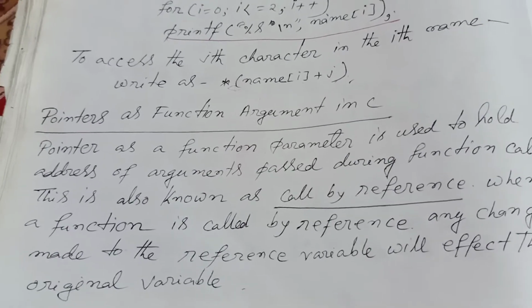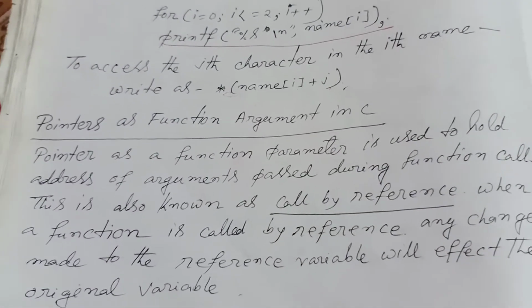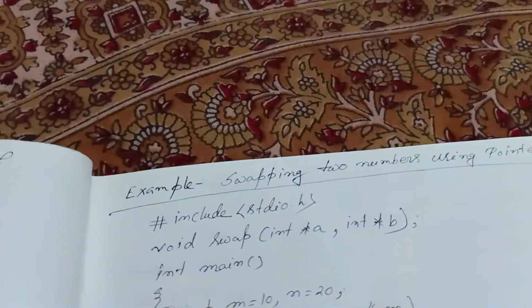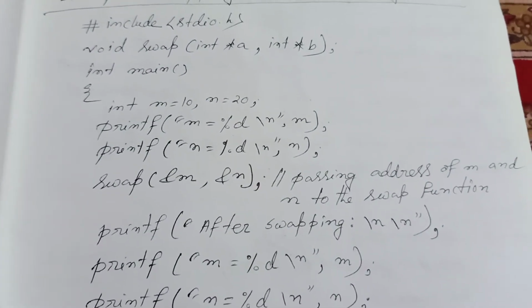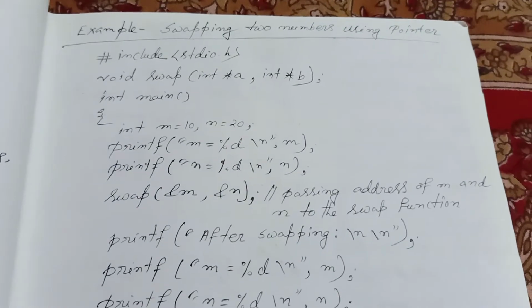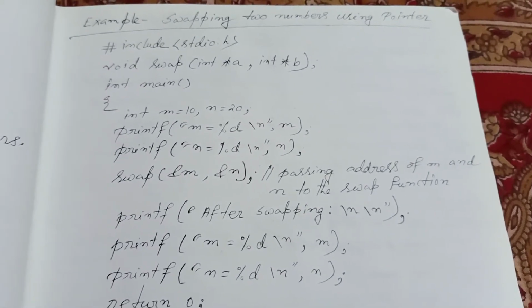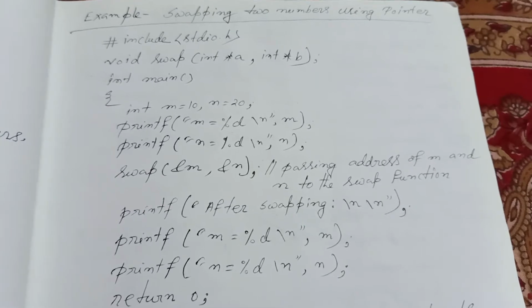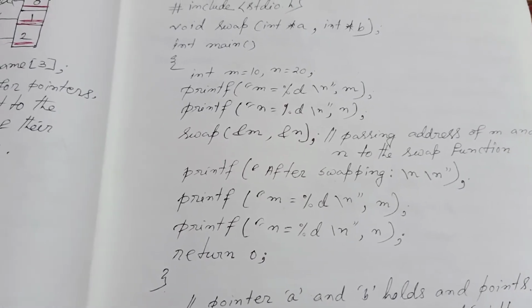Obviously, if we change the value through the reference, the original variable value will be changed. So let's take an example to make it more clear. For pointers as function argument, we are taking the example of swapping two numbers using pointers. So let's start with include stdio.h, then void swap. Within swap, int *a comma int *b parameters are used. Now in the main function we declare int m equal to 10, n equal to 20.